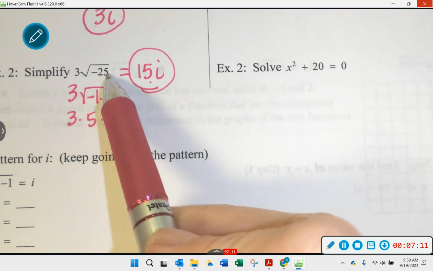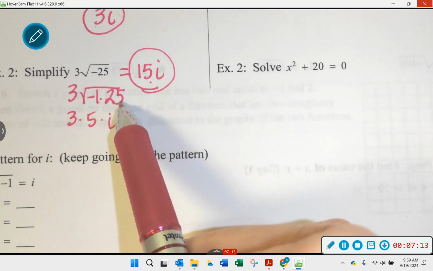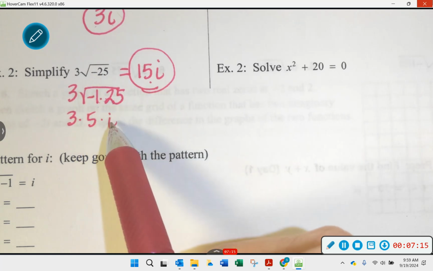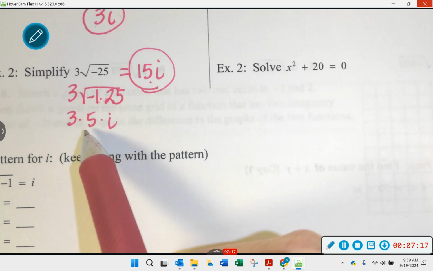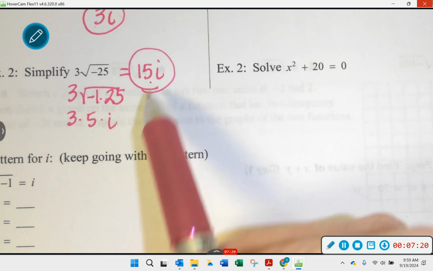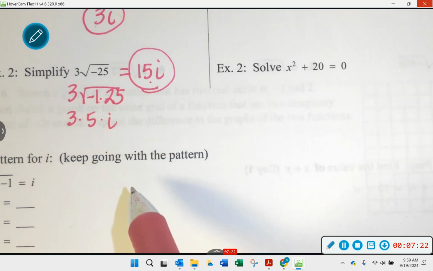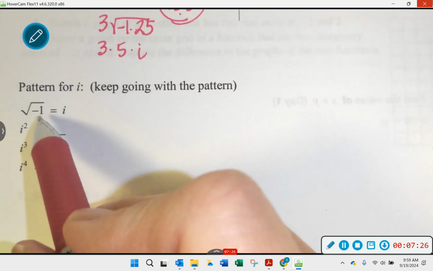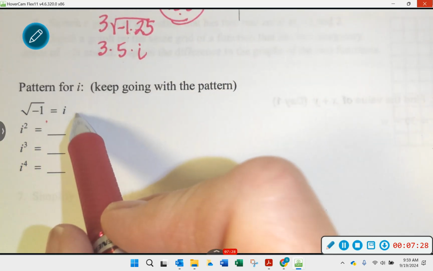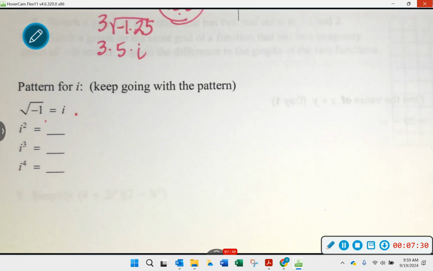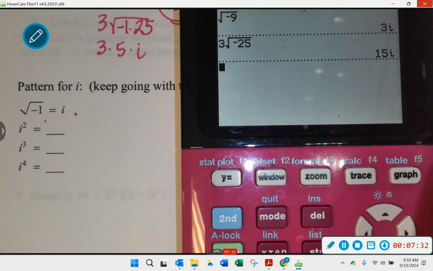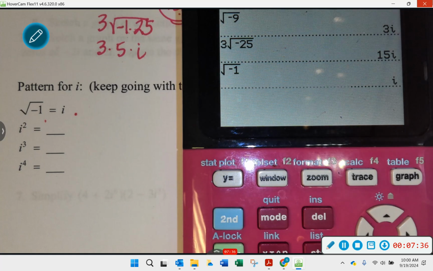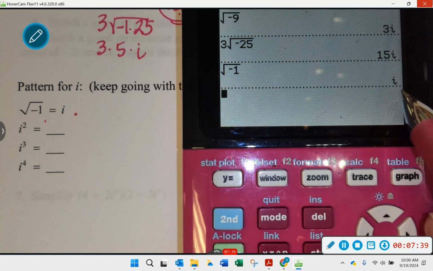We have to rewrite -25 as -1 times 25. The square root of -1 is i. The square root of 25 is 5, so that's 15i. I can see people don't like this. I see confusion. Guys, all you have to remember is the square root of -1 is i. You just got to get that into your brain. If you forget it, type in the square root of -1. What is that? i. Okay, it's just like a fact we have to know.